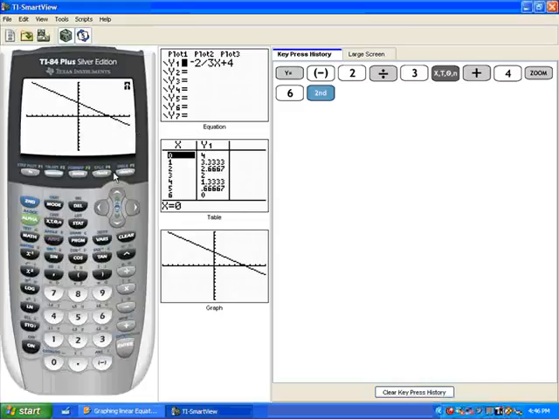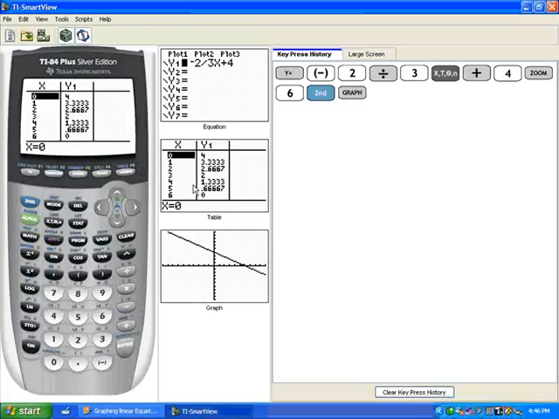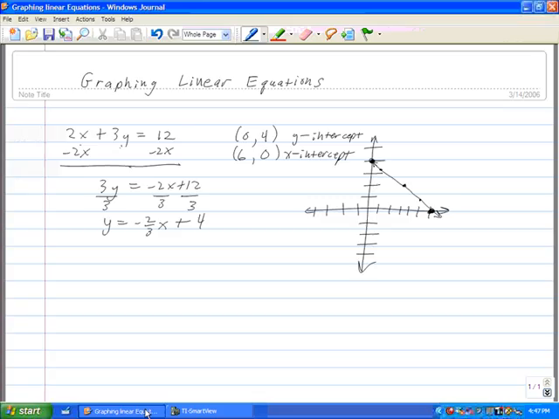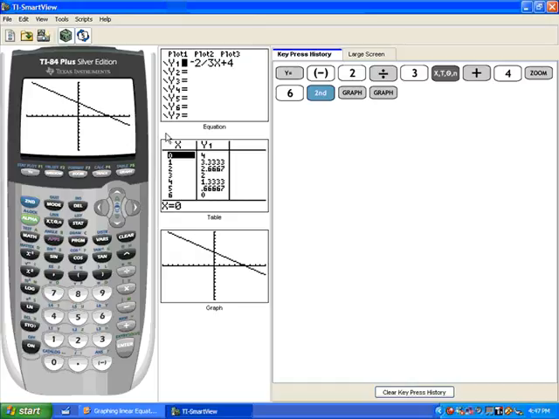If you go to your table, you can see the x and y values, some of which are the ones we found. But again, solving for the y variable gets the equation in the form that can easily be put into your calculator, and you can see your graph and verify that the graph that we did by hand with pencil and paper is in fact the correct graph. So those are basically going to be your main techniques for graphing.